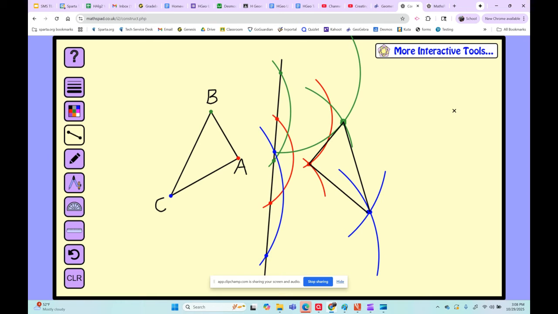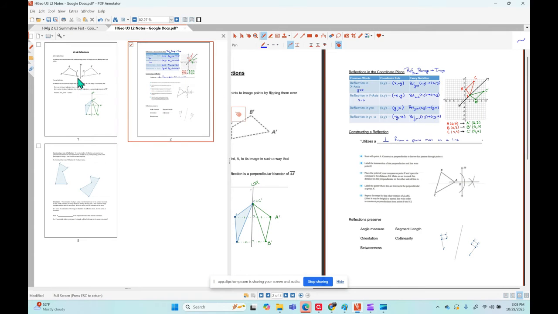There's my reflection. So we have B prime, C prime, and A prime. So there's my construction of my reflection. I had to do a perpendicular from a point not on a line 3 times. So that's the end of that one.